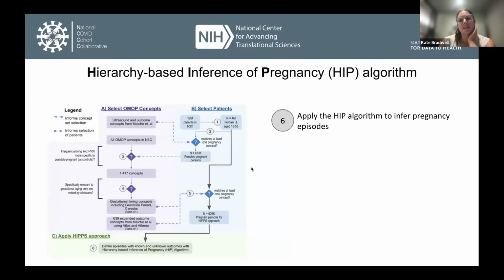The first algorithm that we applied was designed and implemented by Sarah, and it's called the hierarchy-based inference of pregnancy, or HIP, algorithm. These are the main steps for this algorithm. If you have questions on the detailed steps, please feel free to ask in the Q&A. It basically was composed of defining outcome-based episodes using an outcome hierarchy defined in that previous study. So, for example, if live birth occurred around the same time as stillbirth, then live birth took precedence and we defined the outcome for that pregnancy as live birth.